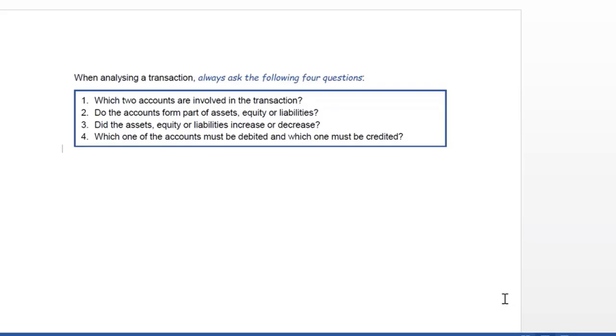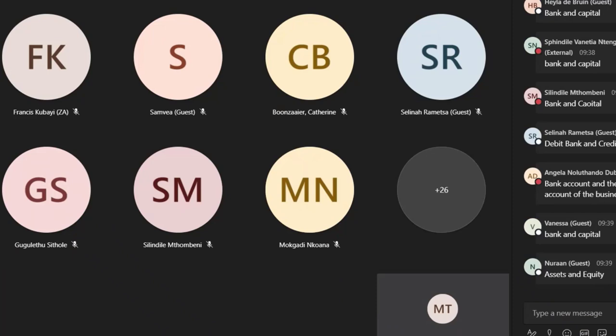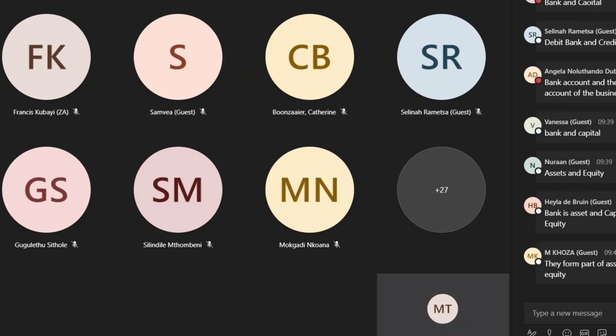The next one will be: do the accounts form part of assets, equity, or liabilities? That is the second question in applying the double entry principle. Noreen is saying assets. What is asset? What is equity? You're saying asset and equity. Which account is asset? Which account is equity?